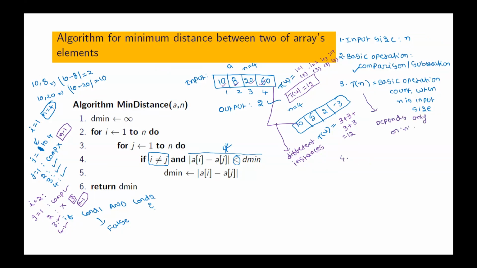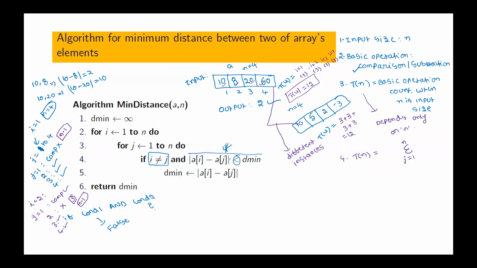What is the next step? The fourth step: operation count. What is the T of n value? For each value of j, 1 to n, whether this comparison operation is performed or not.